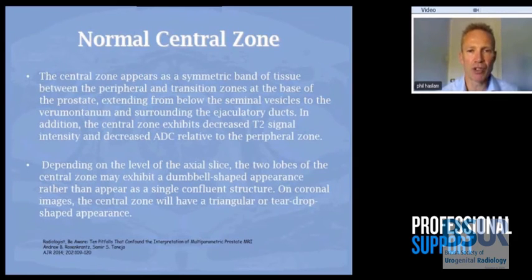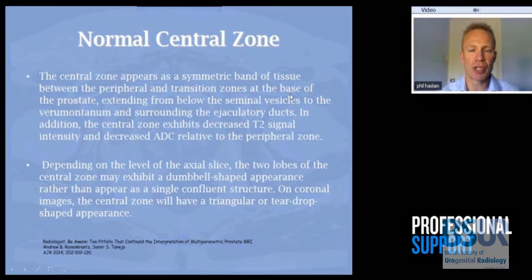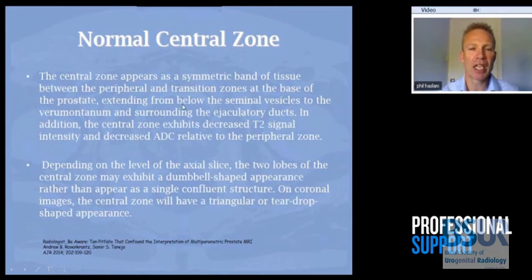years ago is the central zone. Now, as you get BPH and the transitional zone expands, this central zone gets compressed. And if you look here, it says the central zone appears as a symmetric band of tissue between the peripheral and transitional zones at the base of the prostate, extending from below the seminal vesicles to the verumontanum and surrounding the ejaculatory ducts. In addition, the central zone exhibits decreased T2 signal and decreased ADC relative to the peripheral zone. So you can be fooled very easily into thinking this is tumour.